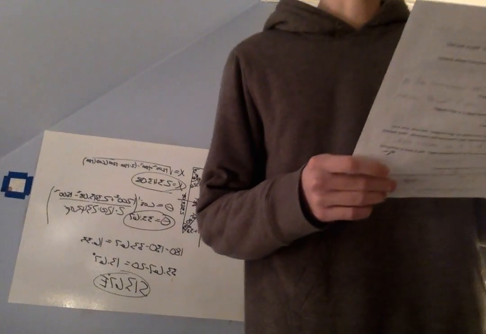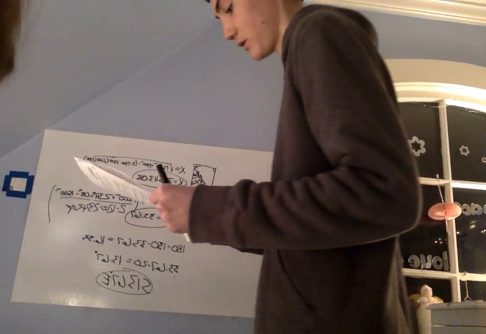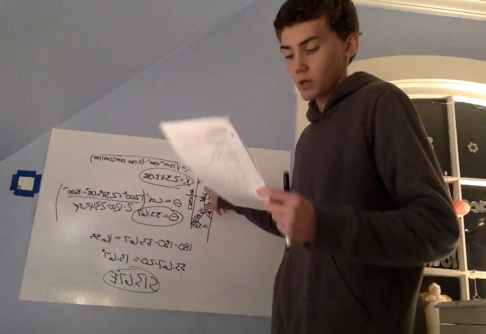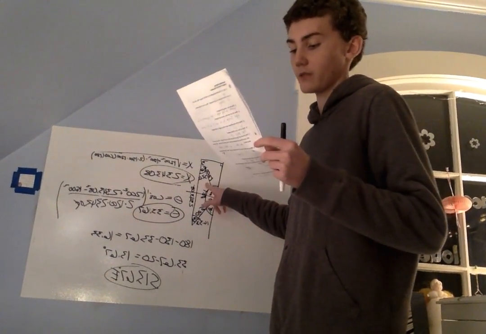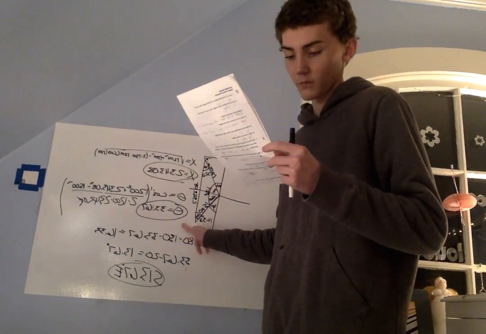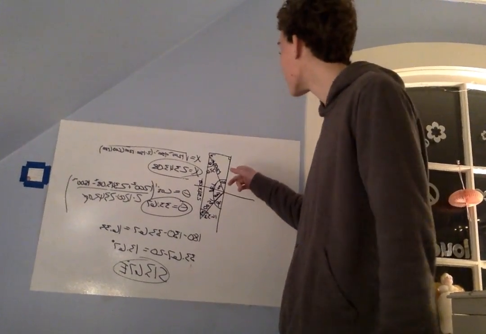But the problem is, plane A flies 400 miles per hour at north 20 east. And then plane B flies 500 miles per hour at south 30 east. How far apart are the planes after 3 hours? And you have to find their direction.